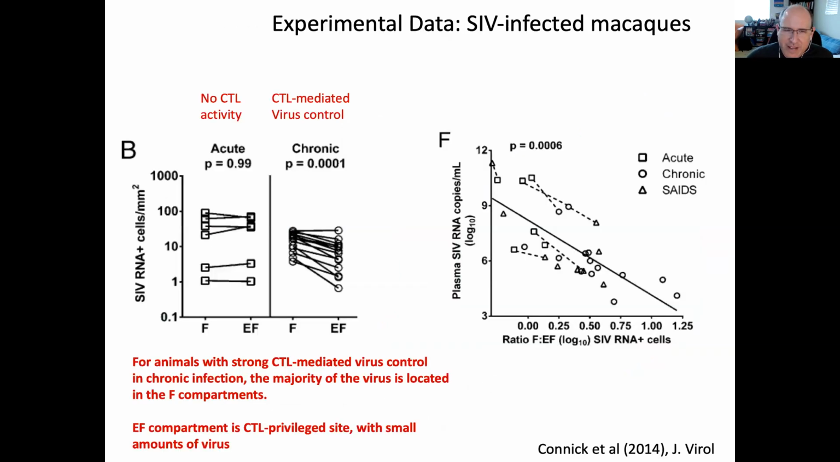And here's some data that documents this. Let's look first, on the left, at this graph that is labeled B. This is data from SIV infected macaques. They infect monkeys with SIV, which is the equivalent of HIV in primates, and then you can see how much of the virus there is. You can take biopsies from the lymphoid tissue from the two compartments, and you can see how much virus there is in F, the follicular, and EF, the extrafollicular compartment.